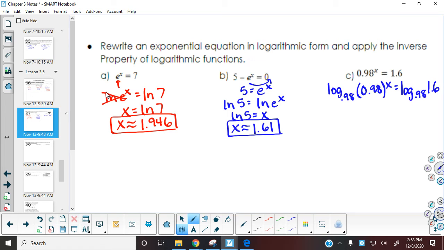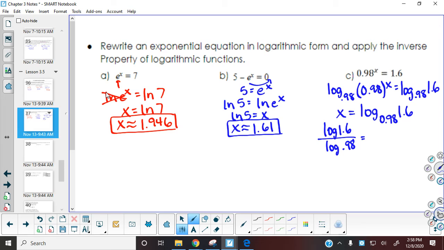Okay, so it looks a little ugly. Again, what that does on the left-hand side is that cancels out everything but your x, and now you have to evaluate what is log base 0.98 of 1.6. And so what you can do there is now you can apply your change of base theorem. So we can go ahead and in our calculator, we would type log of 1.6 divided by, since your 0.98 is in the base, that is where your 0.98 is going, is in the bottom of that fraction.